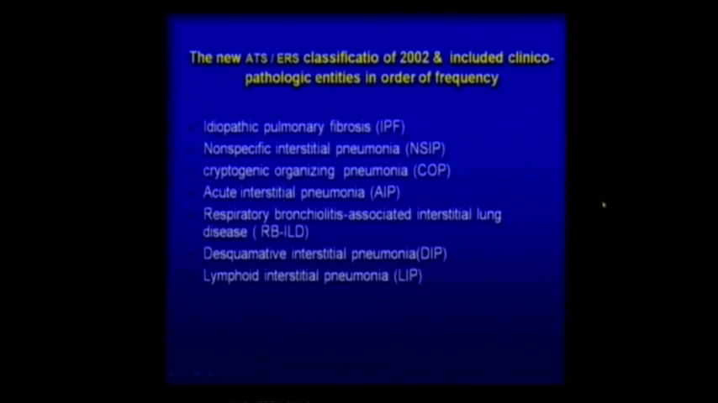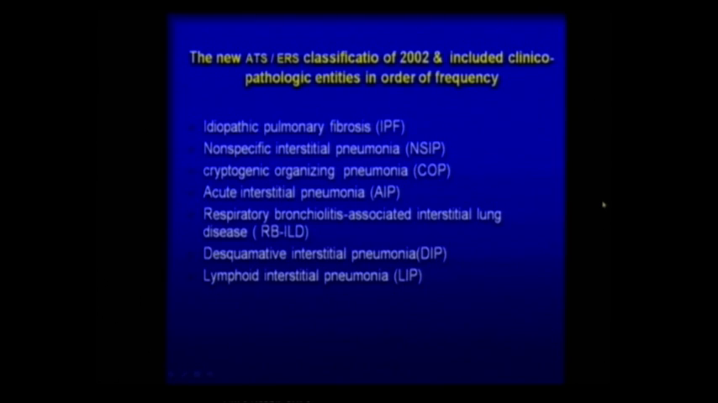If you separate out all these things, then again a group remains which are essentially idiopathic and hence called idiopathic interstitial pneumonia. Out of this, the commonest one is idiopathic pulmonary fibrosis, followed by non-specific interstitial pneumonia or NSIP, cryptogenic organizing pneumonia or COP, acute interstitial pneumonia, respiratory bronchiolitis associated interstitial lung disease, desquamative interstitial pneumonia, and lymphoid interstitial pneumonia.